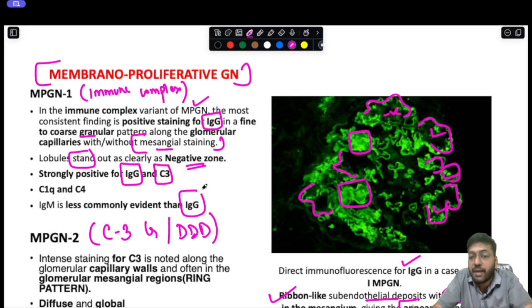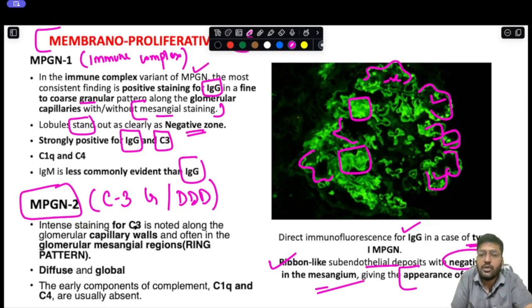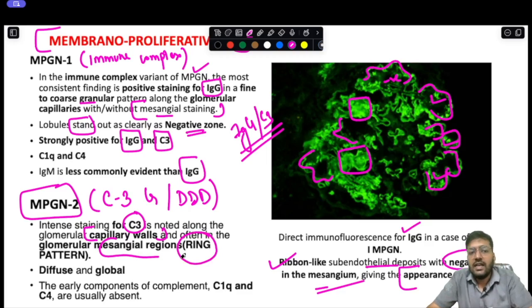important immunofluorescence pattern. Now coming to MPGN type 2, as I told you, it is also called C3 glomerulopathy or dense deposit disease. Over here, we were seeing both IgG as well as C3 positive, but over here intense staining mainly for C3 is noted along the glomerular capillary walls, and often they are seen in the mesangial region in a ring pattern. So both the deposition is there in the capillary wall as well as in the mesangial region in a ring pattern.